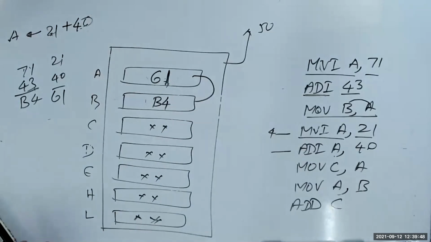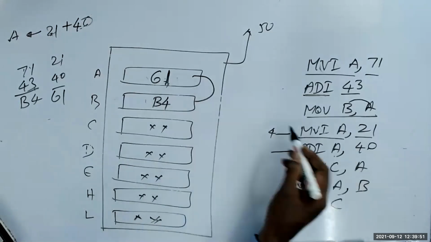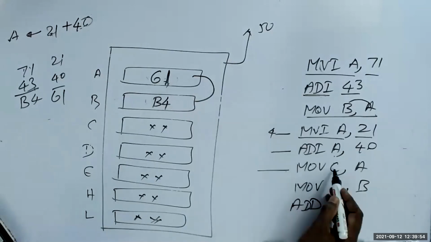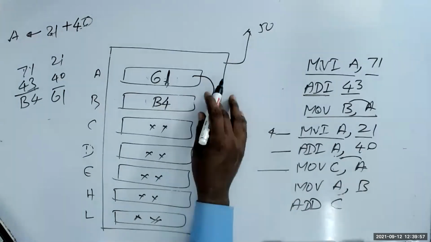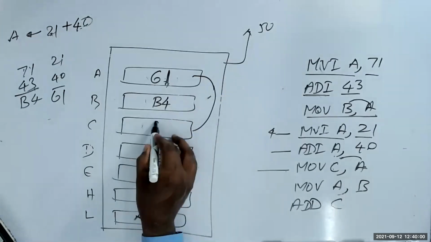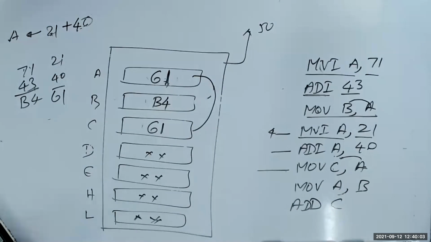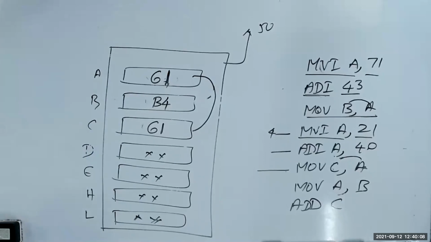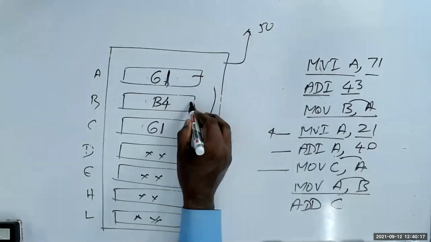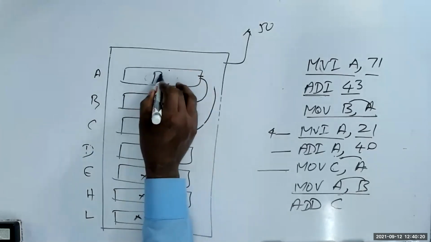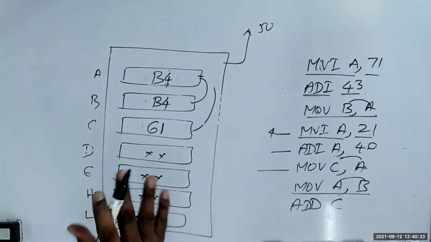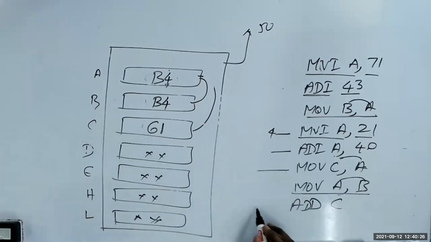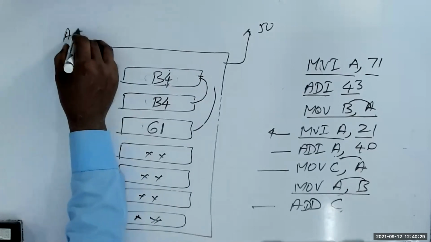See, I'm not confusing you now. See how I do that. Then move C, A to C. So now 61 I'm moving here. Am I right? Okay. Now what I do, move B to A. Now B4 goes here. Whatever old data was there is gone. Now I say add C. That means A plus C, put the result in A.